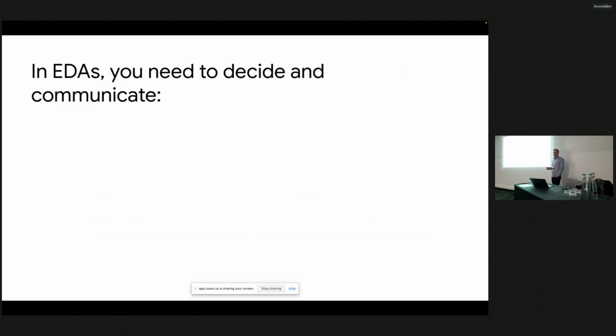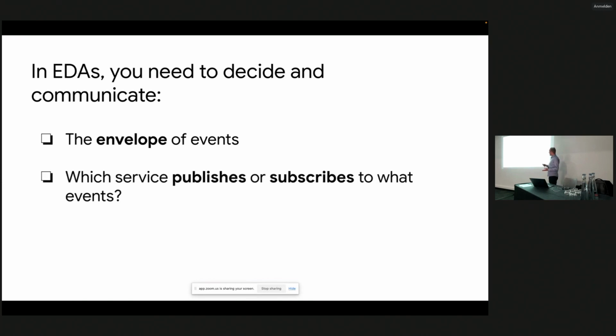Now, in this architecture, you need to decide on a couple of things. First, you need to decide the envelope of these events. So how are these events going to be routed? How do you send them from here to there? There has to be some format there. And the second thing that you need to decide is that you have these services that are publishing events and receiving events. So how do you communicate that? How do you document that, right? So this is what this talk is about.